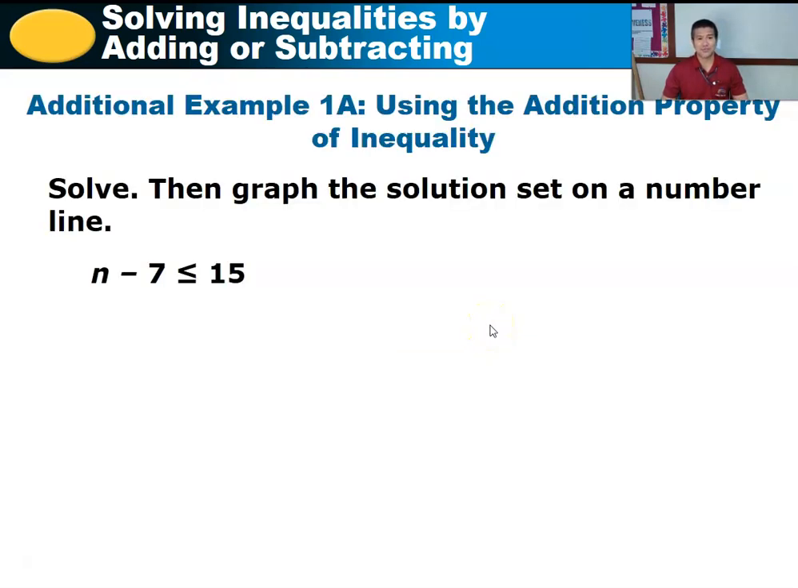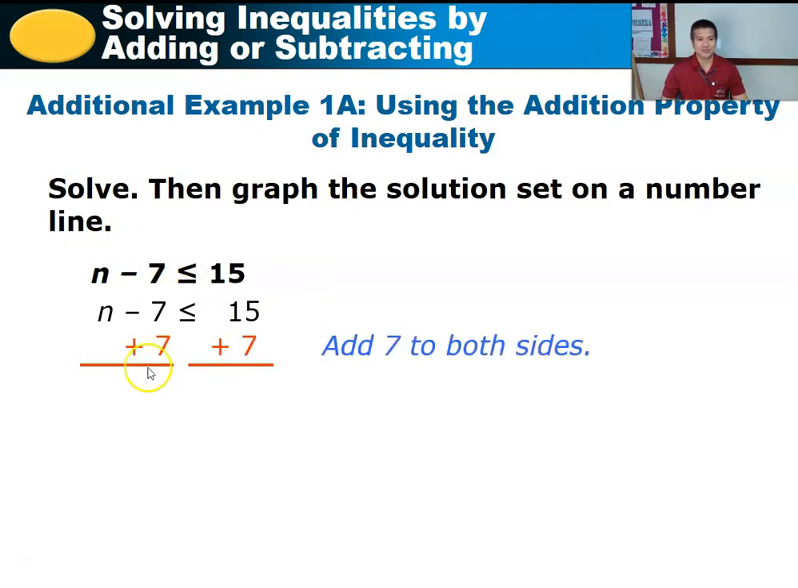So let's try to solve. We have the first problem, and after that we are going to graph the solution. Here, n minus 7 is less than or equal to 15. What we are going to do is add or subtract values so that we can simplify the variable n. We add 7 to both sides to make it 0 on this side of n. Therefore, n is less than or equal to 22.